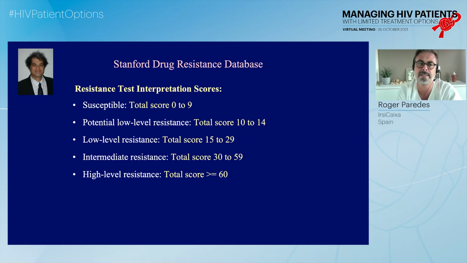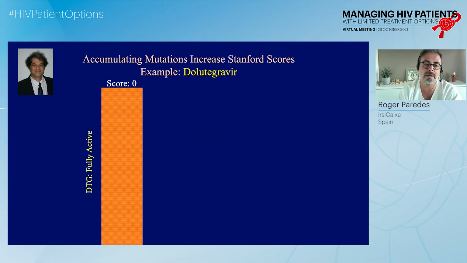And then for resistance, what we usually do is query a database like the Stanford HIV Drug Resistance Database, and I directly stole these few slides from my friend Jonathan Shapiro, who's shown here in the picture. It works by assigning interpretation scores. If the virus is susceptible, it gets a total score of 0 to 9. If the virus has high-level resistance, the total score is more than 60. And here's an example of how these Stanford scores work.